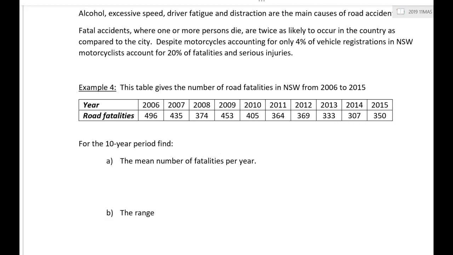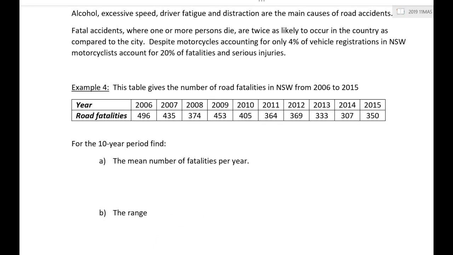So anyway, we have 10 scores here. The number of road fatalities in New South Wales from 2006 to 2015 inclusive. We need to find the mean number of fatalities. Now I'm going to do this using my calculator. Of course, we find the mean by adding all of the scores together and then dividing by the number of scores.